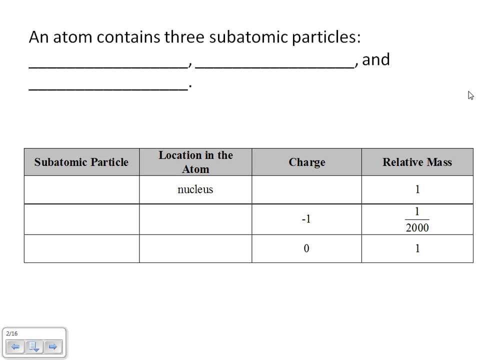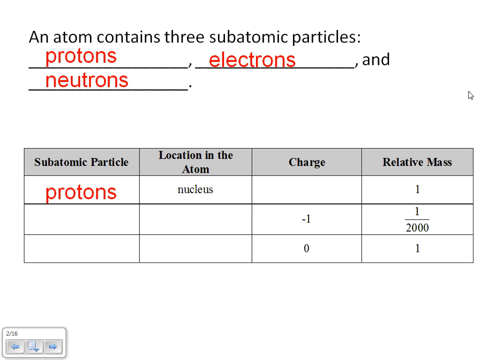So first off, every atom contains 3 subatomic particles. So you can fill these in: protons, electrons, and neutrons. The 3 subatomic particles are located in different spots in the atom. So protons are actually located in the nucleus. They have a charge of +1 and a mass of 1.